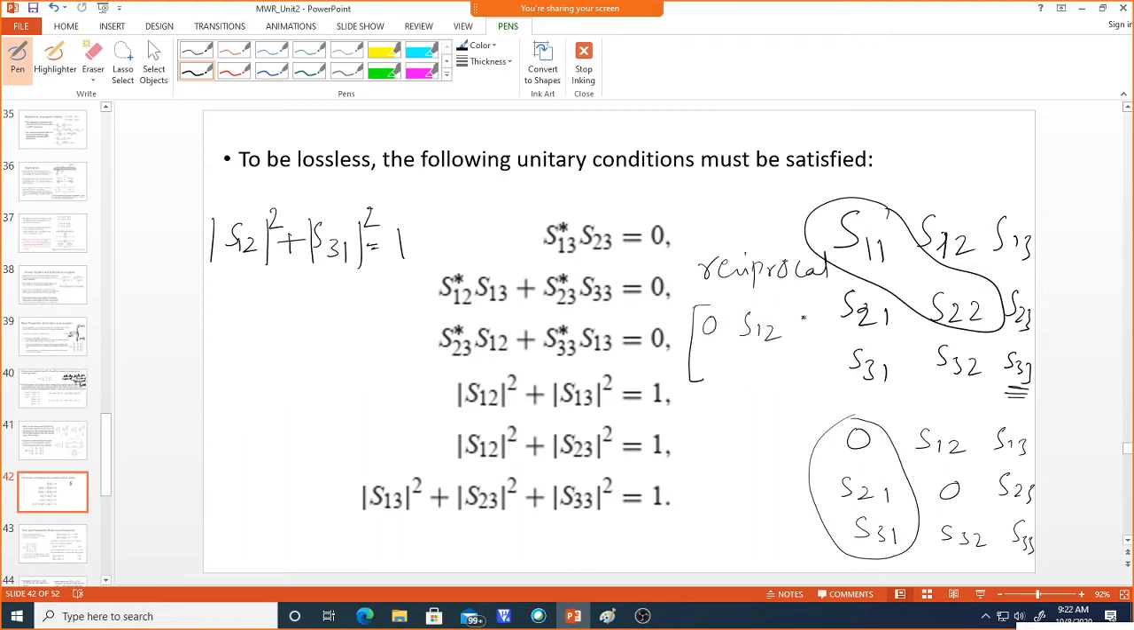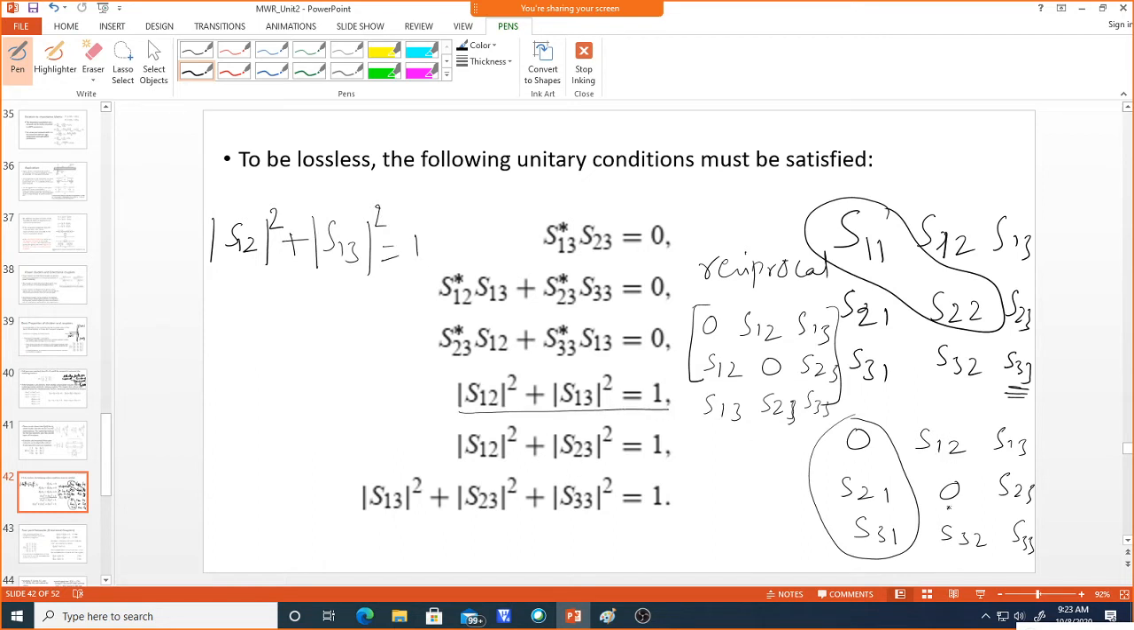0, S12, S13, and similarly here S12, 0, S23, and similarly here S13, S23, and then S33. Okay, so now if you take this matrix, applying the reciprocity, you will get the equation. So what can we replace? S31 we can replace with S13. So you can replace it to get S12 square plus S13 square, which will be equal to 1. So that will be given by this equation.